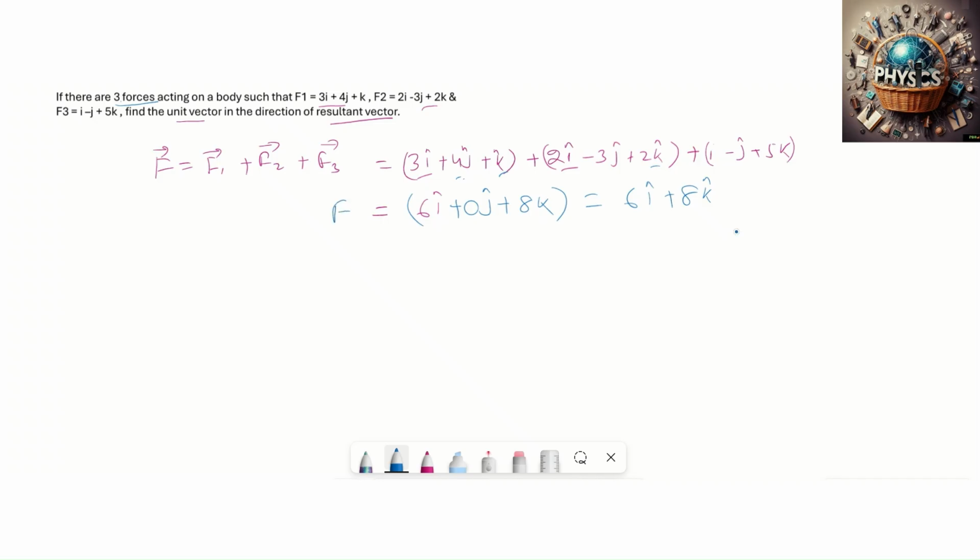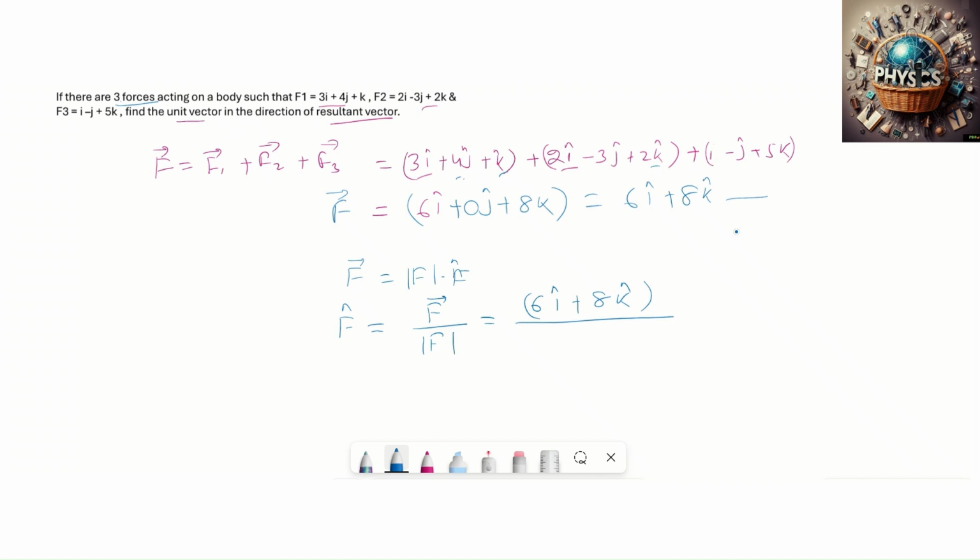What we are asked to find is the unit vector in the direction of the vector. How do we represent a vector? Basically, the vector is always inclusive of its magnitude and the direction. So let us say F cap is the unit vector. We are asked to find the F cap only, which is the unit vector in the direction of F. So we will say F cap is the F vector divided by the magnitude of F itself, right? So let us write what F is. F we already found, 6i plus 8k.